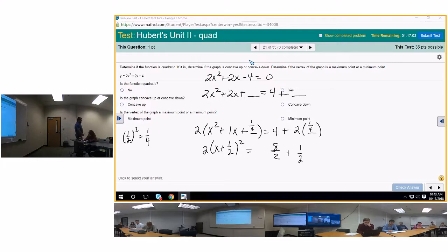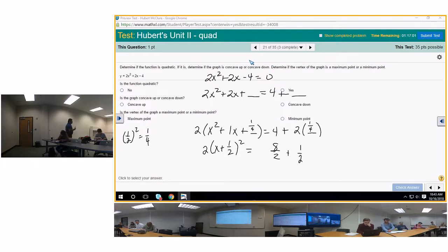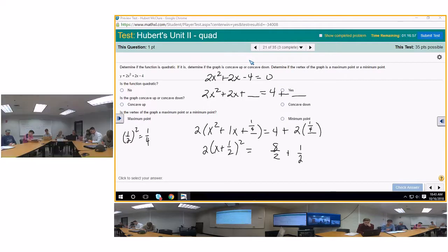Make sure you write that. Make sure you get the vertex, the y-intercept, and the x-intercepts. We're actually going to get a perfect square. Isn't that nice?